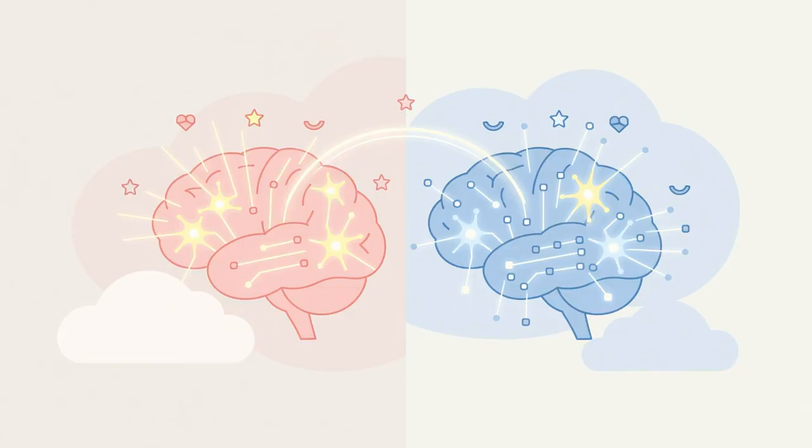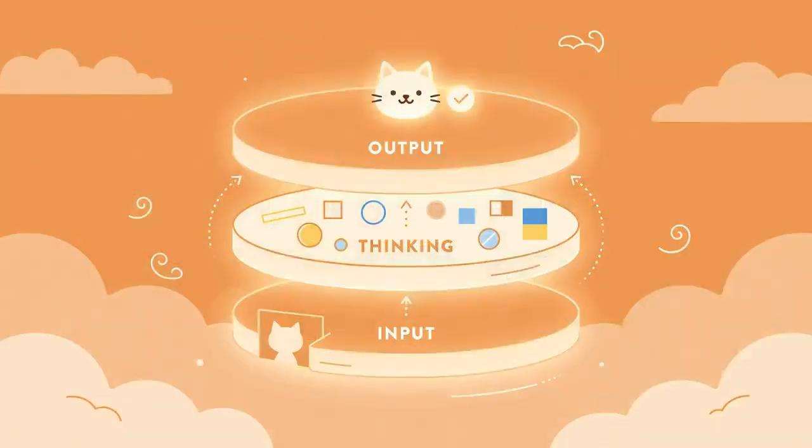A neural network is organized in layers, like a stack of pancakes. The first layer receives the input, say a photo of a cat. The middle layers do the thinking, looking for edges, shapes, and colors. The last layer gives the answer. This is a cat. Each layer passes what it learned to the one above it.